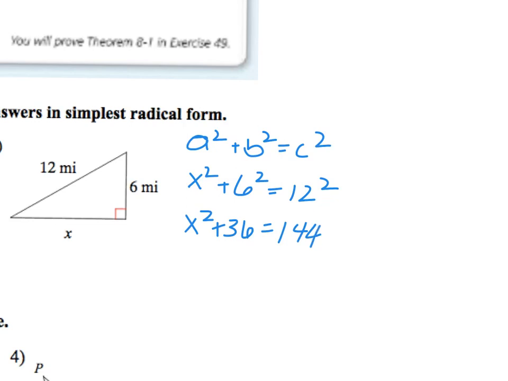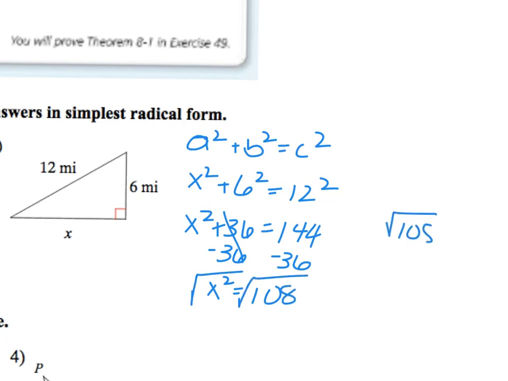Next step, simplify by saying 6 squared is 36, 12 squared is 144, and get x by itself. That's the real only difference in this part of the problem. To get x by itself, you have to move the 36. 108. Same as before, we're going to take 108 and split that into 2. Let's try 36 and 3, which reduces to 6 square root 3.